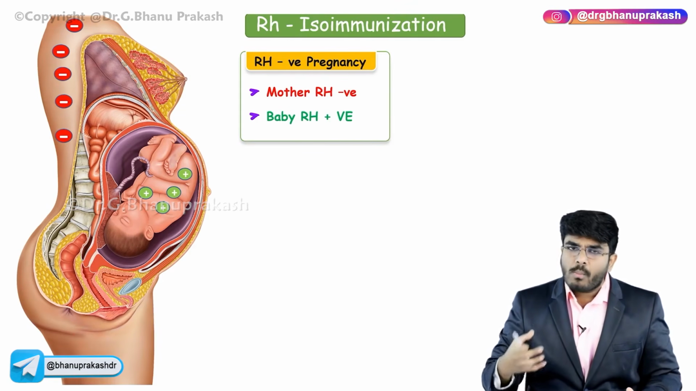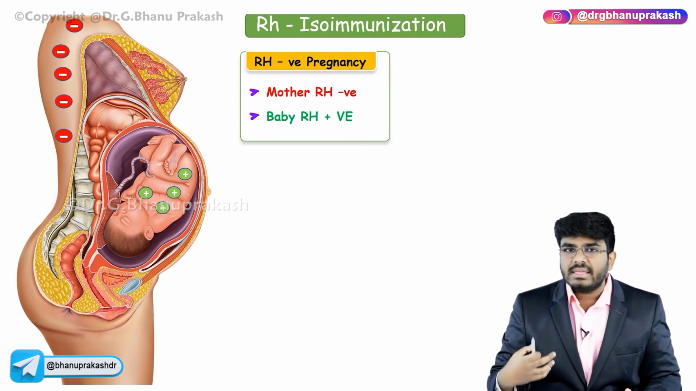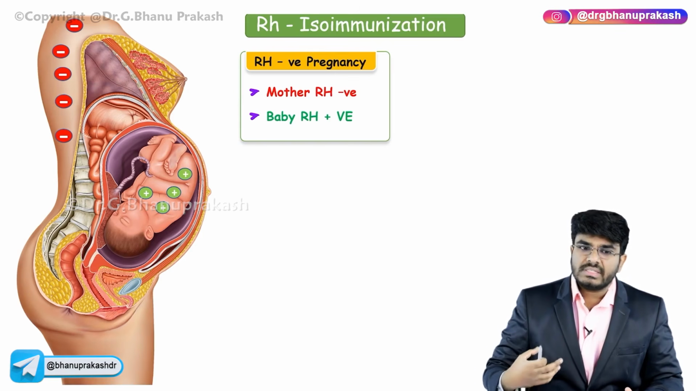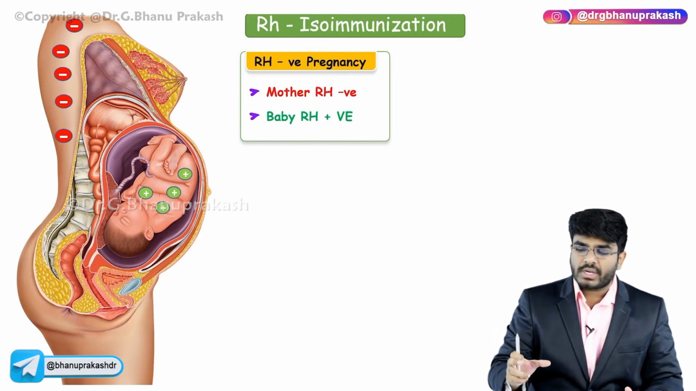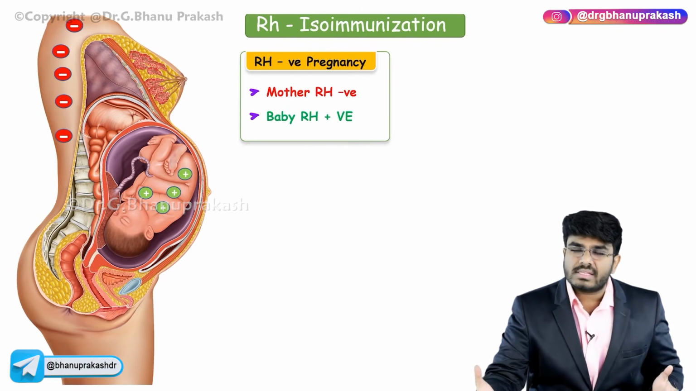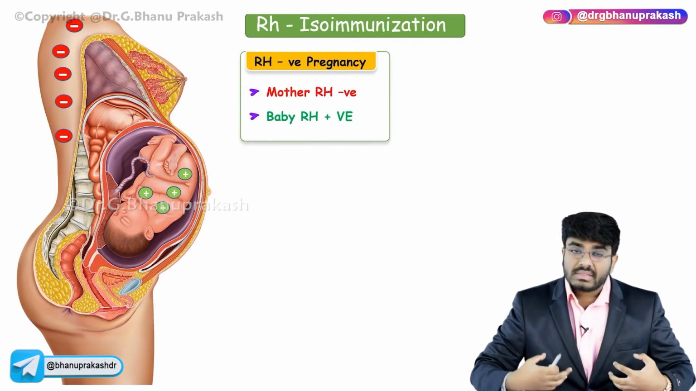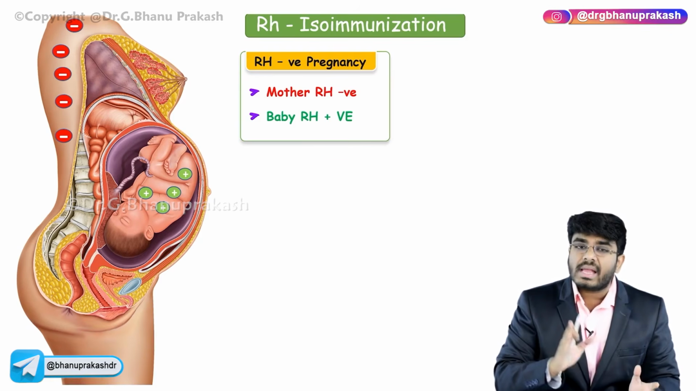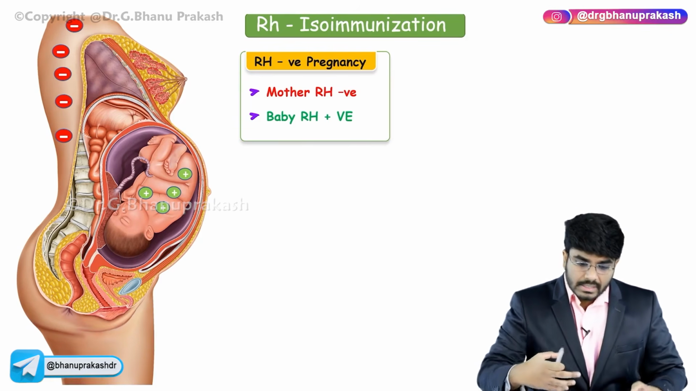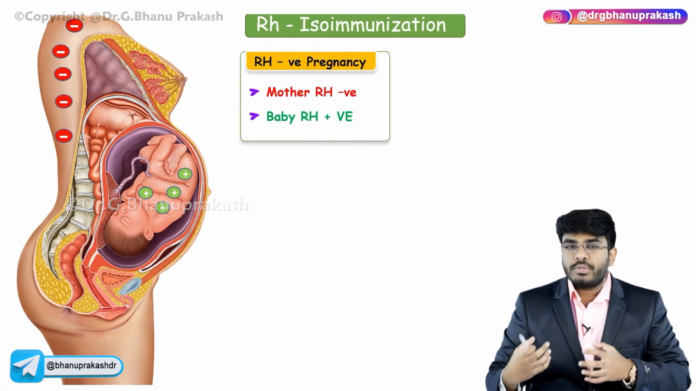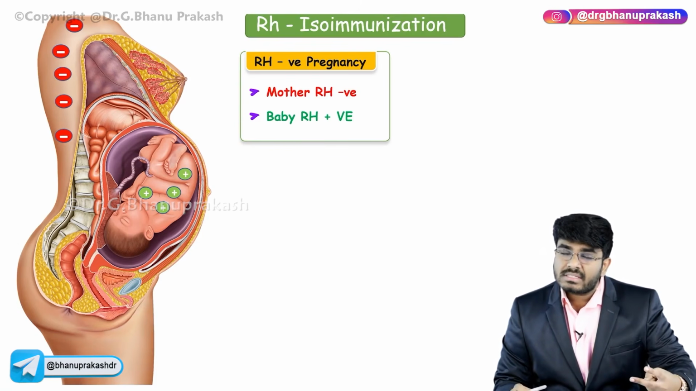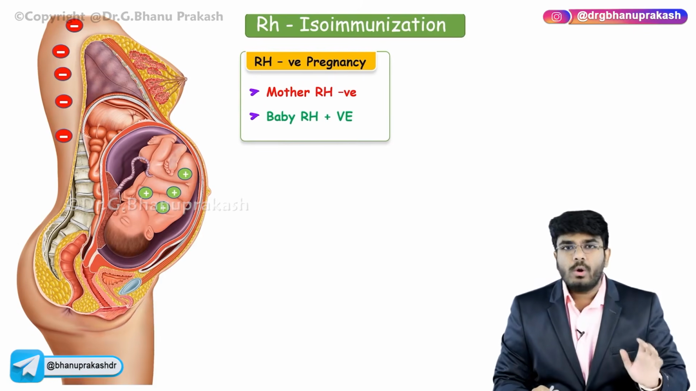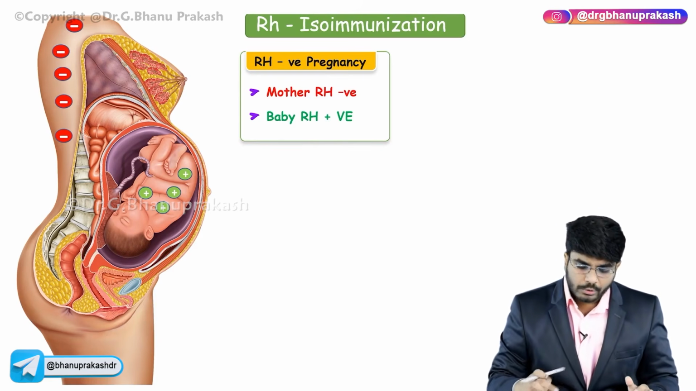Just think logically. Now mother for the first time is seeing the D antigens, so what will mother think? Mother's immune system will think that this D antigen is a foreign antigen. This might be a bacteria or virus. So what will mother do? Mother's immune system will be sensitized and mother is going to make antibodies against the D antigens, so that the fetal RBCs will be destroyed in the maternal circulation. Now let's discuss what exactly the problem is with the RH negative pregnancy.